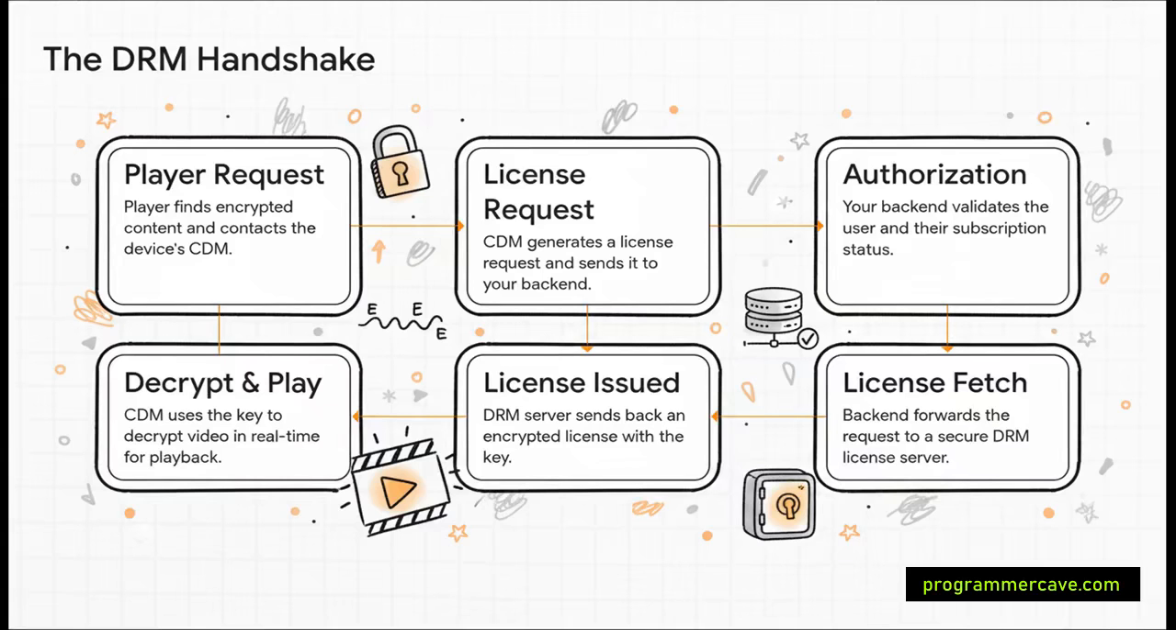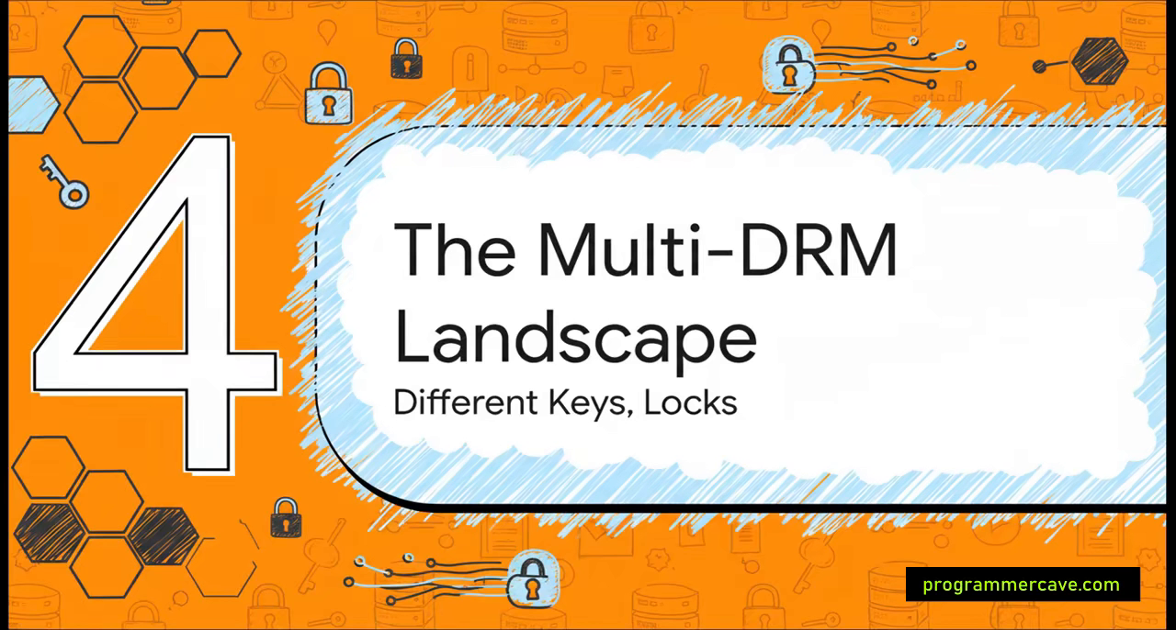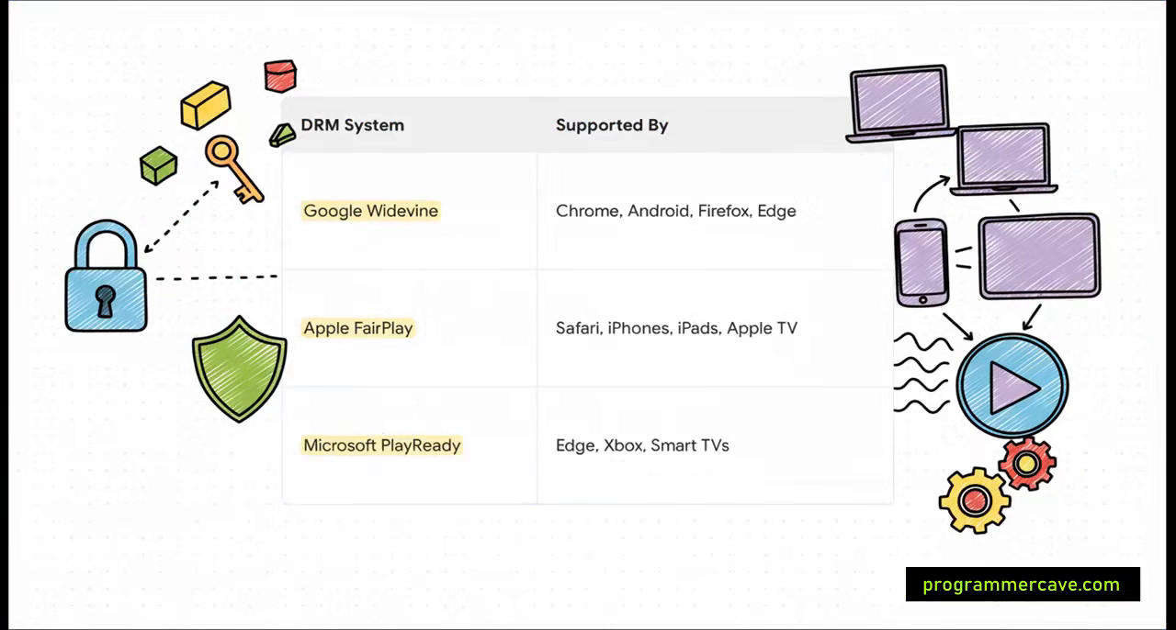It's pretty slick. Now, you'd think there'd be just one DRM standard for this, right? One key to rule them all? Well, nope. Surprise. The reality is, different browsers and devices all use their own DRM systems. So if you want to reach everybody, you need a strategy for what we call multi-DRM. And there are really three big players you have to deal with.